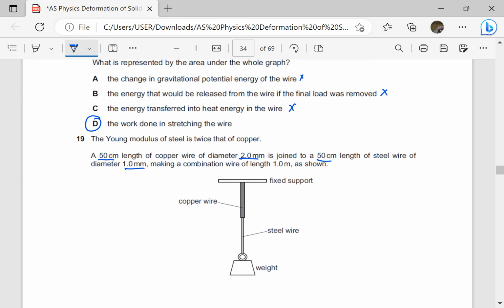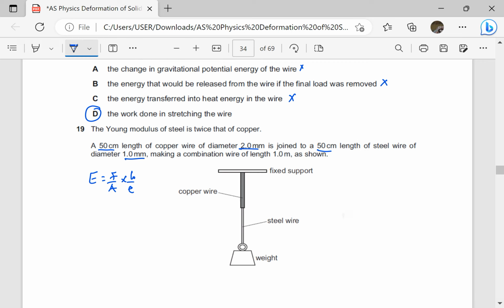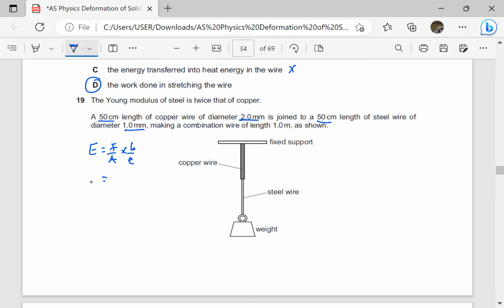Okay, let's come back here. So we know that Young modulus is equal to force over area, that is stress, times original length over extension, which is the reciprocal of the strain. They gave us diameter, so we shall include diameter, so it becomes 4 times the load, which is F, divided by pi d squared, times original length over extension.